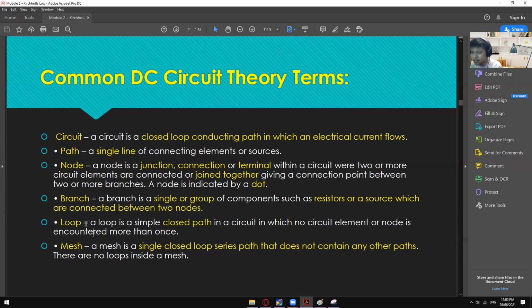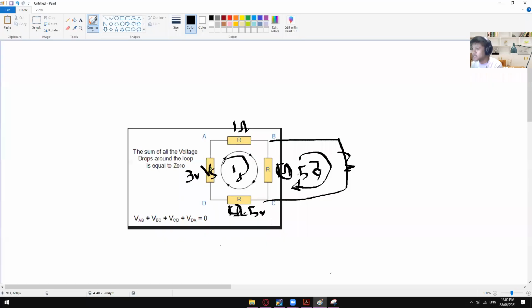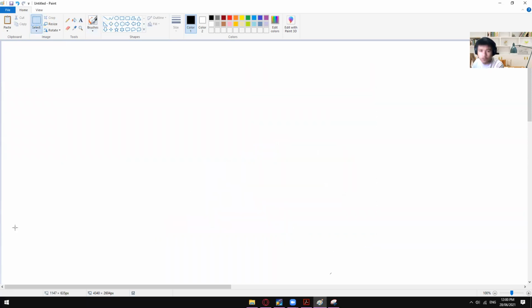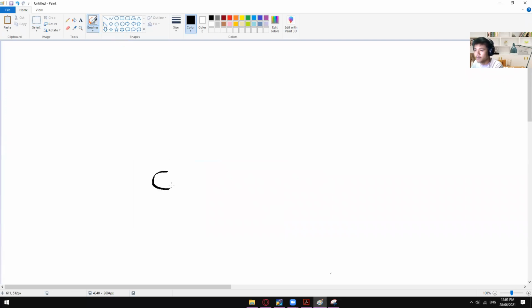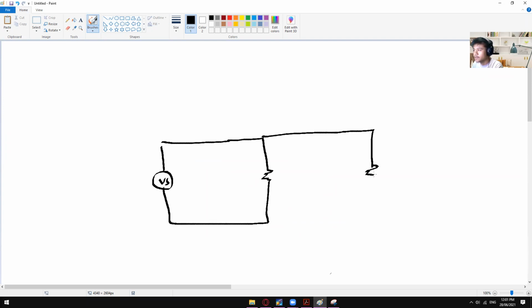For the mesh, this one is kind of similar to the loop. Okay, but a mesh is a single closed loop series path that does not contain any other paths. So there are no loops inside the mesh. So let me just give you a real quick example comparing a loop versus a mesh. So let's have this circuit right here. Let's say this is your voltage source. This is your resistor, and then another resistor right here. So just a typical parallel circuit.